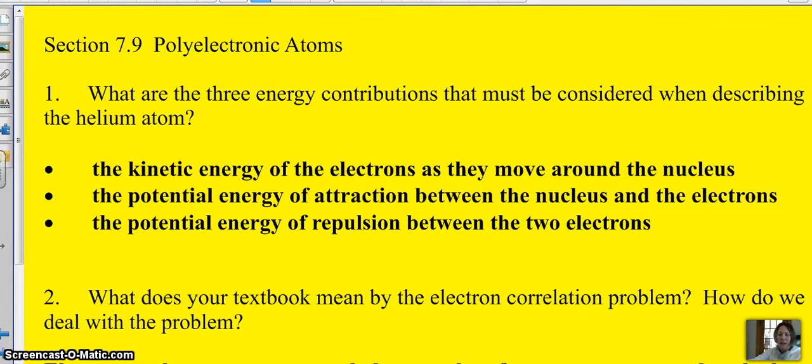Section 7-9 deals with issues that arose with our model when we looked at elements that had more than one electron. They're called polyelectronic atoms. All that those are atoms.